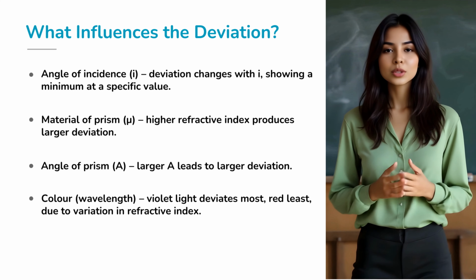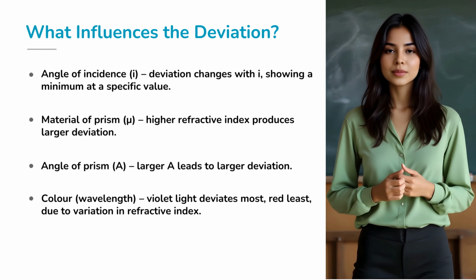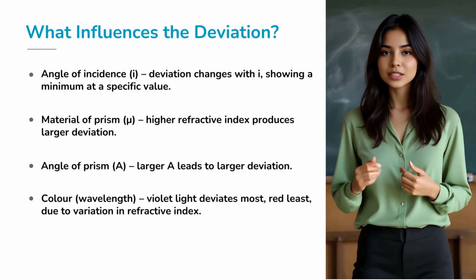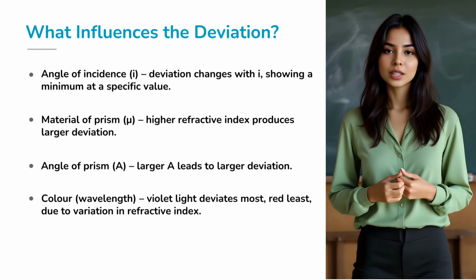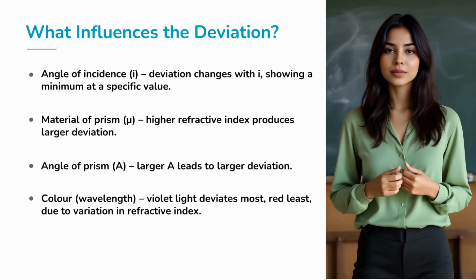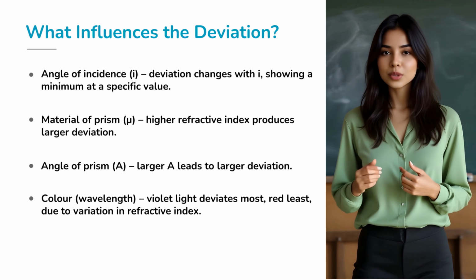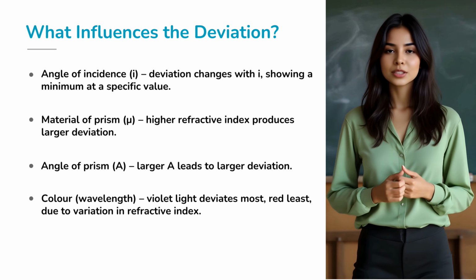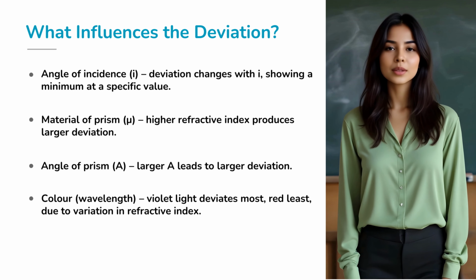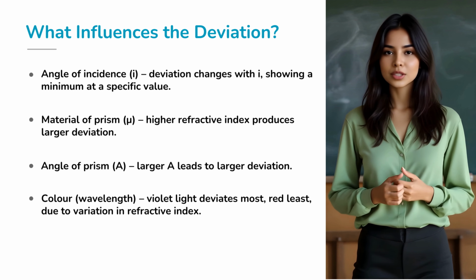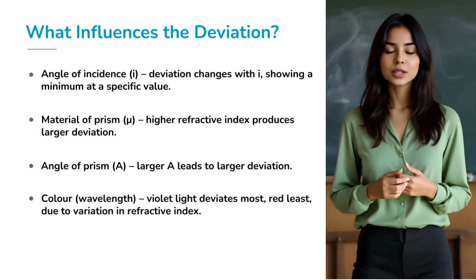So, what controls how much a prism bends light? First is the angle of incidence. Changing it shifts the deviation, producing that characteristic curve with a minimum point. Second is the material of the prism. Higher refractive index materials, like flint glass, bend light more. Third is the angle of prism A. Sharper prisms cause more deviation.